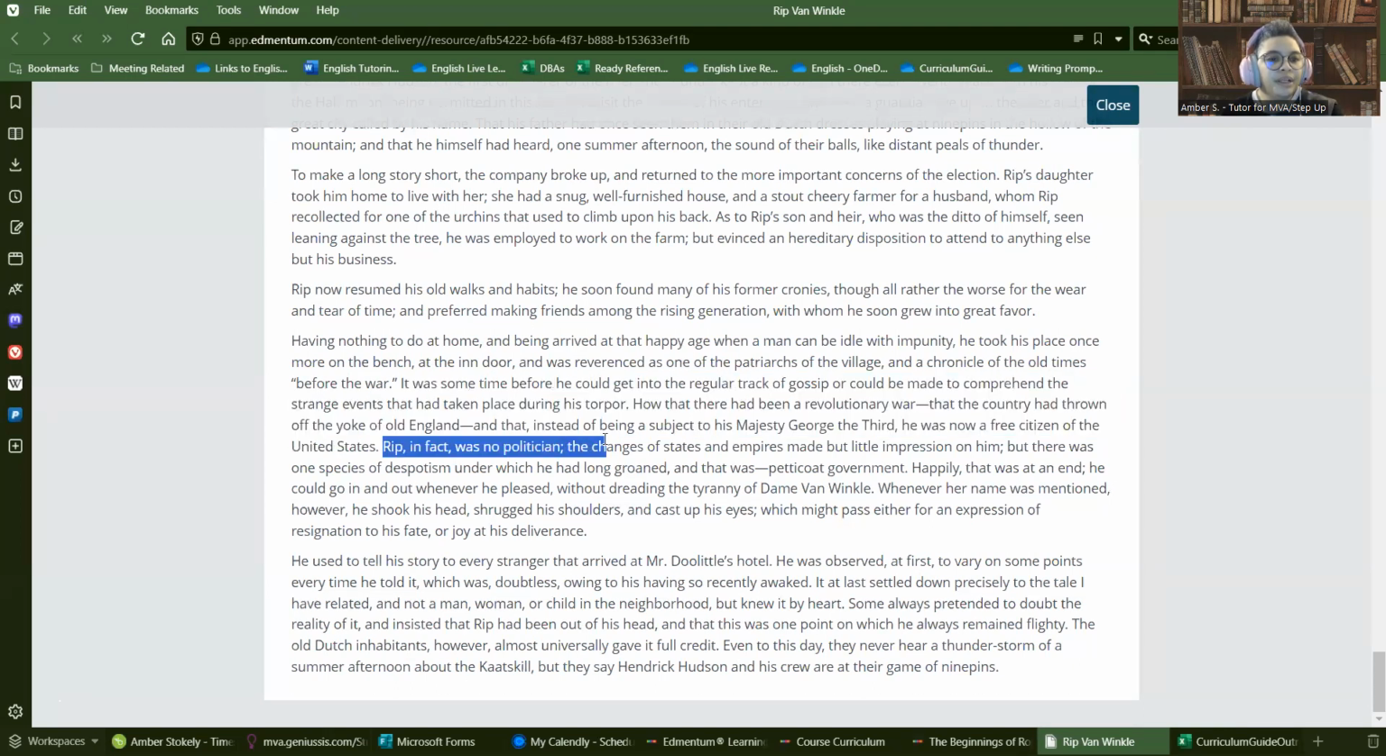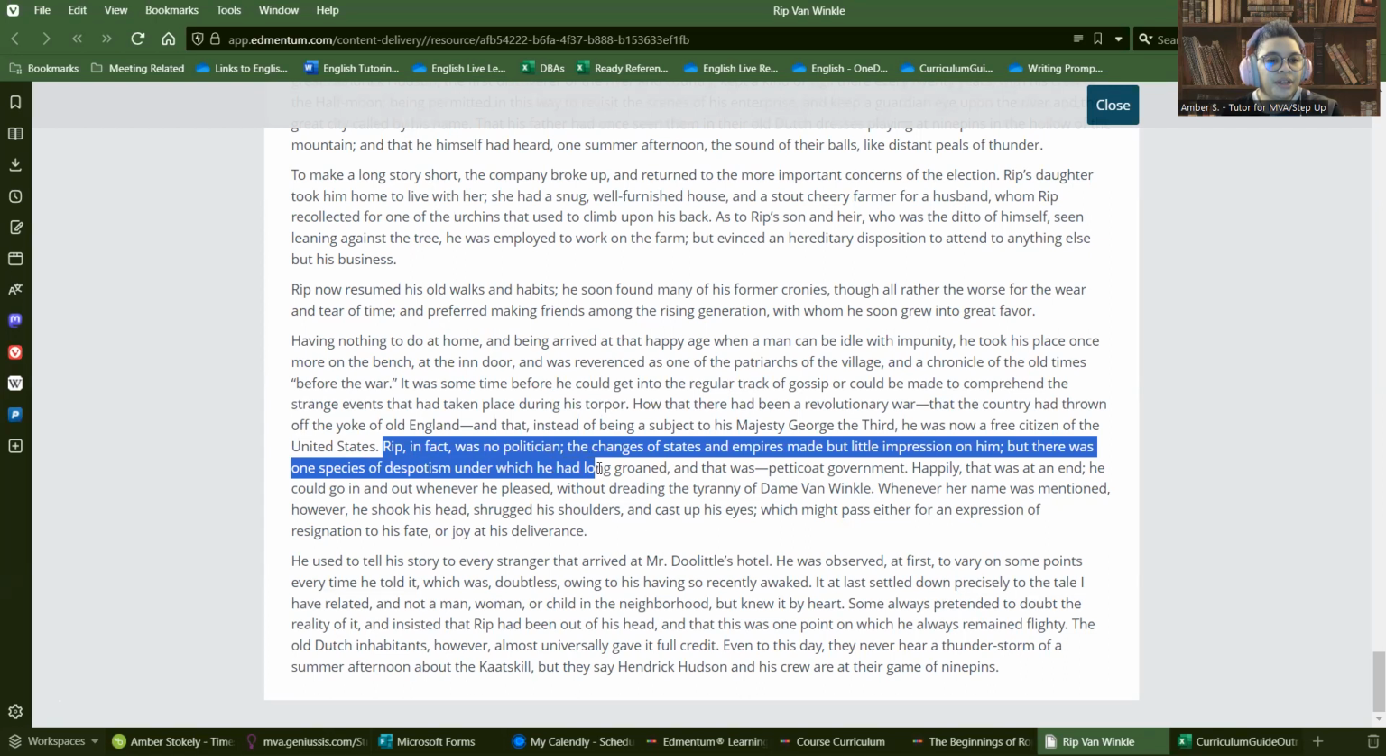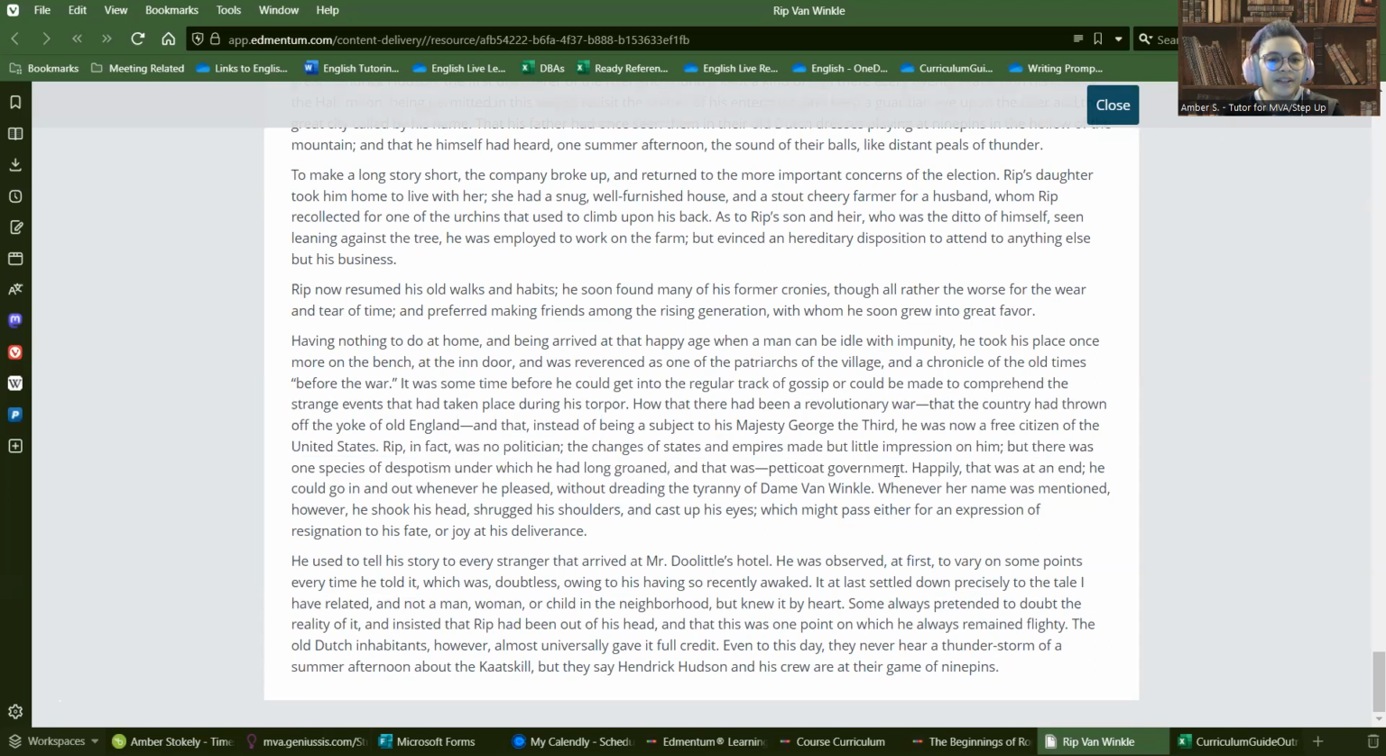Rip, in fact, was no politician. The changes of states and empires made but little impression on him. But there was one species of despotism under which he had long grown, and that was petticoat government. So basically, small government stuff that is kind of just for micromanaging people. That's his enemy. So it says, happily, that was at the end.